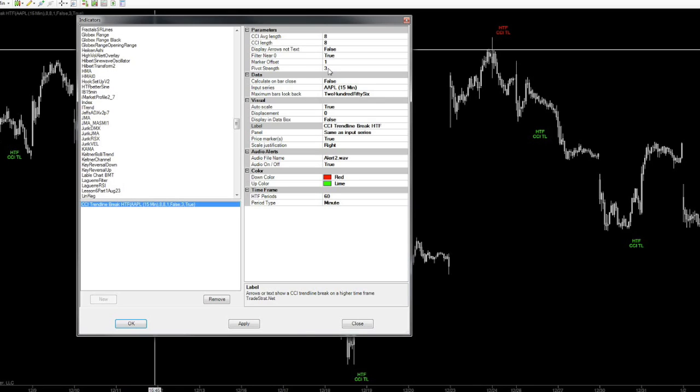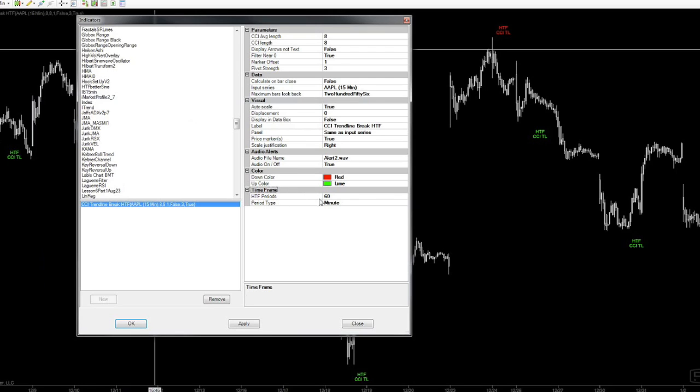Pivot strength will allow you to choose how many bars it requires to form a pivot. A little bit lower, you've got audio alerts. You can select the actual alert that you hear or just use the default NinjaTrader alert and turn those alerts on and off. You can also select the color of the up and down arrow. And down at the bottom here is the higher time frame reference.